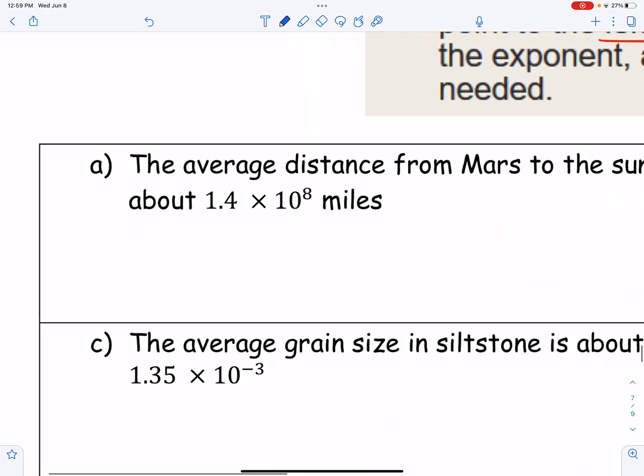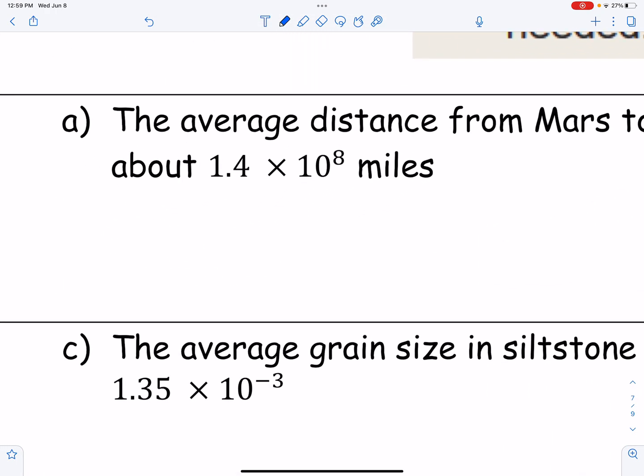Right? So like here is a positive exponent. So we're looking at 1.4.